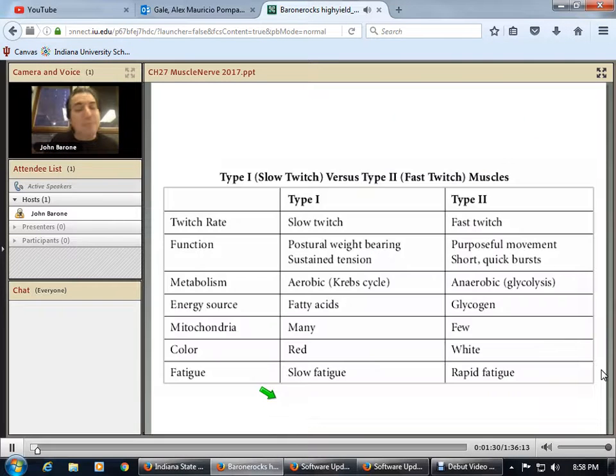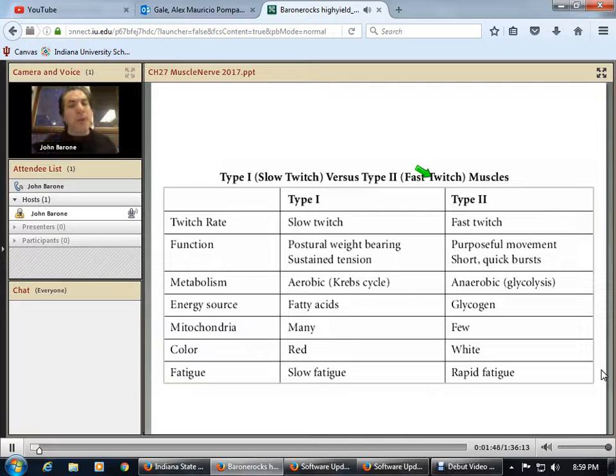Let's talk about some skeletal muscles. Now let's start with normal. We all know that there are two types of skeletal muscle. There's type 1, which is slow twitch, and there's type 2, which is fast twitch. Most students will memorize it, forget it, memorize it, forget it. So I want to get it tattooed to your brain.